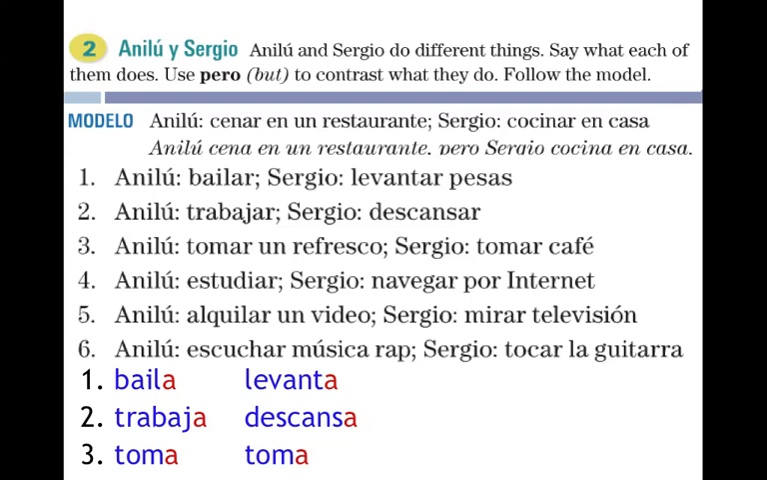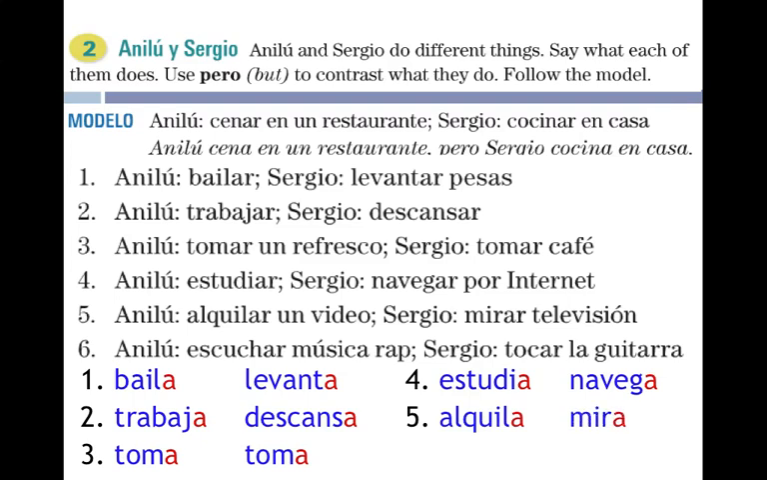4. Estudiar, navegar por internet. Anilu estudia, pero Sergio navega por internet. 5. Alquilar un video, mirar televisión. Anilu alquila un video, pero Sergio mira la televisión. Y finalmente, escuchar música rap, tocar la guitarra. Anilu escucha música rap, pero Sergio toca la guitarra.